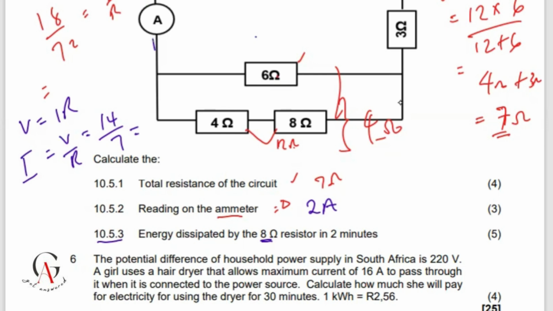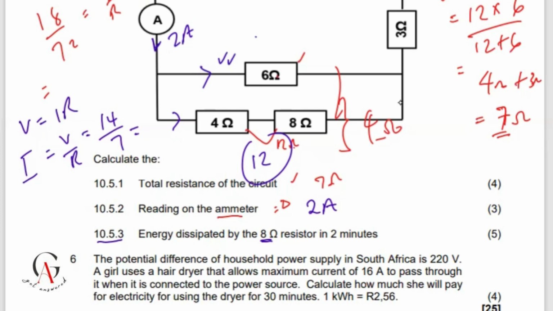Now, if the entire circuit is having 2 amps, we know that this 2 amps is going to be split up into the 6 and then this combination. They won't have the same, because remember now this combination is 12. It's going to call for less current. There has to be more current that is passing through the 6 ohm.